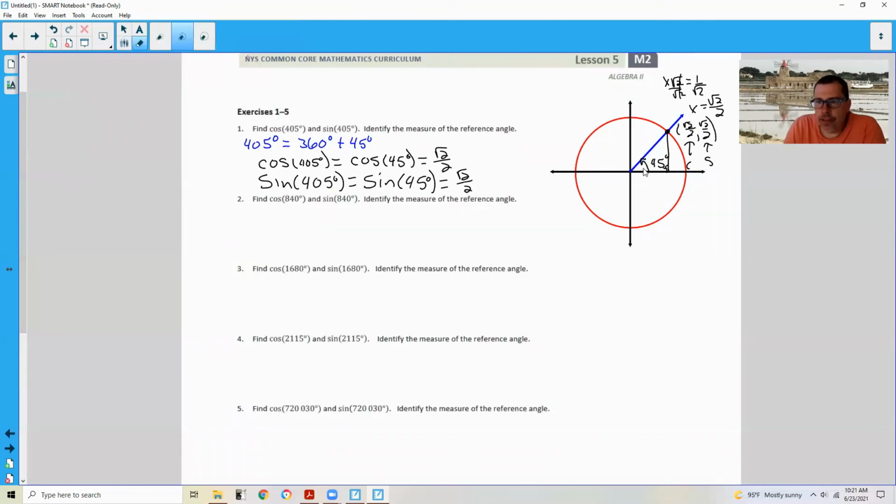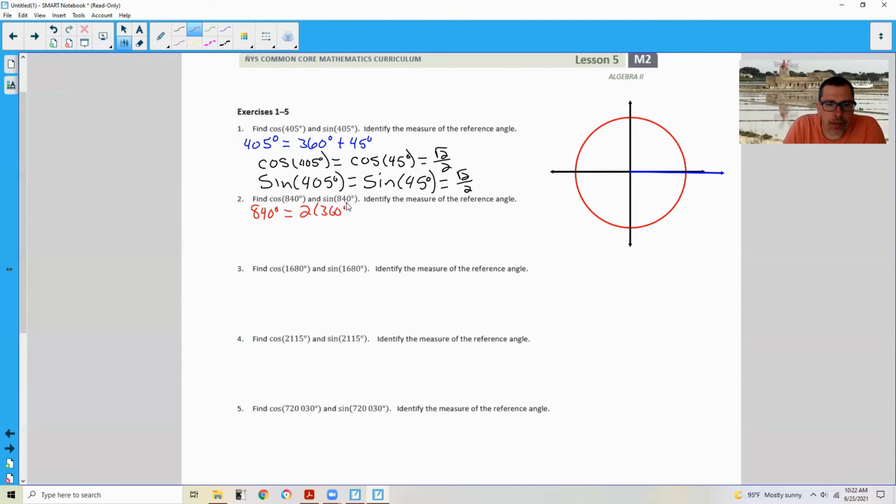Alrighty? Okay, so now let me erase all this, and we will bring our reference angle back down to 0, like so. Now it says find the cosine of 840. Before I even do that, let's find the reference angle. So 840 degrees equals 2 times 360 degrees. That's going to be 2 full rotations, bringing us to 720, and 840 minus 720 would be 120 degrees. So 840 is 2 times 360 plus 120 degrees.